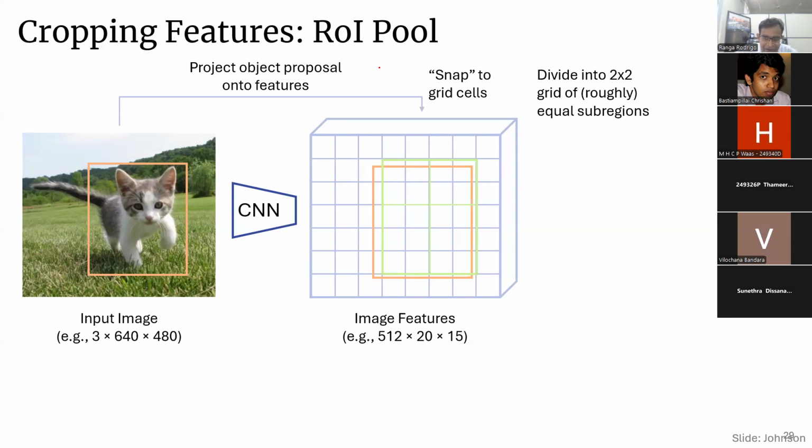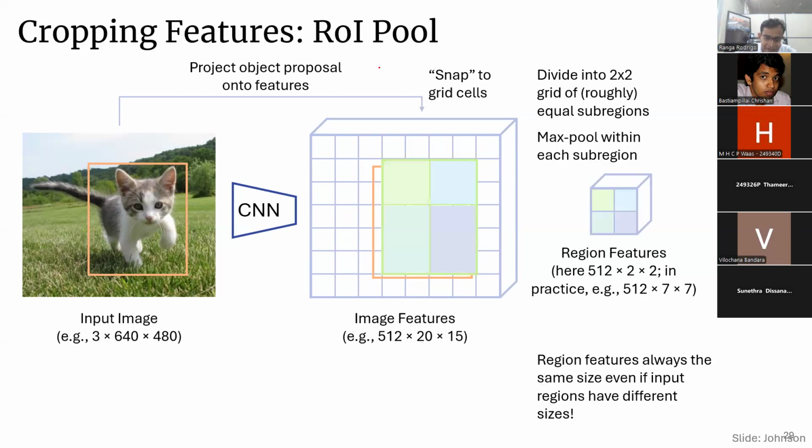Divide into 2 by 2 grid of roughly equal regions, and then you get region features. Here it is 512 by 2 by 2; in practice it is 512 by 7 by 7. Region features are always the same size, even if the input regions have different sizes. This is what they do: snap to the grid and max pool within each subregion. This is what ROI pooling means.